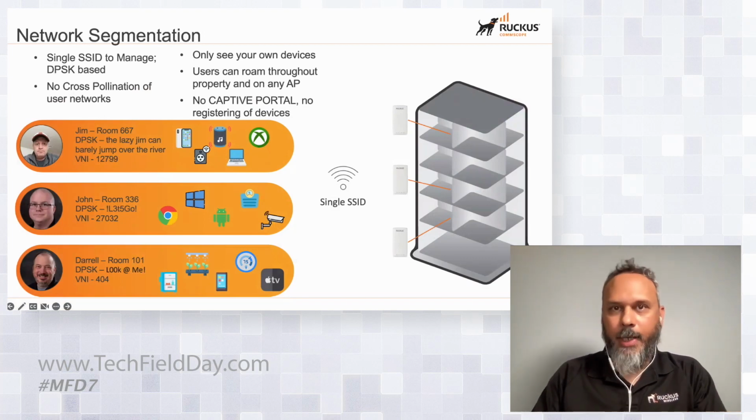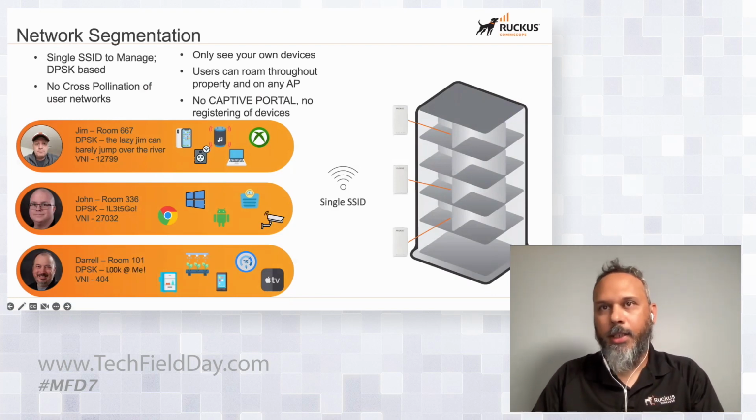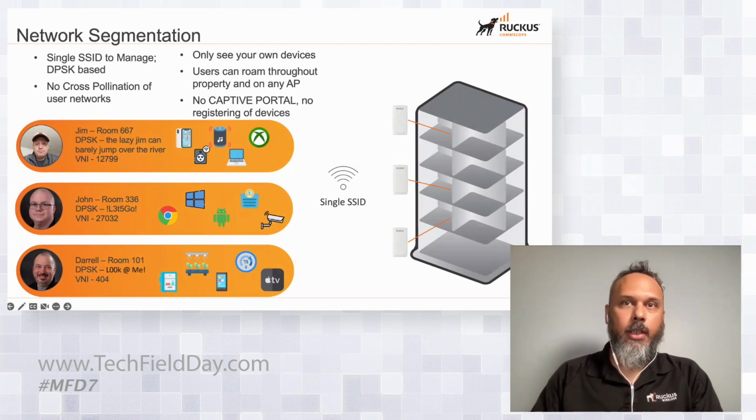So each user is automatically assigned their own network based on VXLAN, a VNI. And using VNIs, our solution can scale up to 64,000 networks, unlike VLANs that have that 4,000 limit. Now, as a user, when I enter my dynamic pre-shared key on any of my devices, I'm automatically put into my own unique network. I have a single dynamic pre-shared key that I use on all my devices.